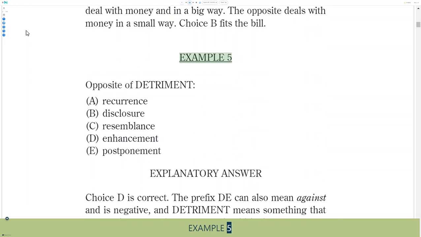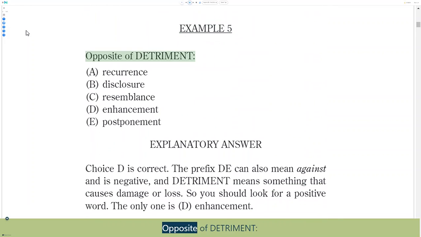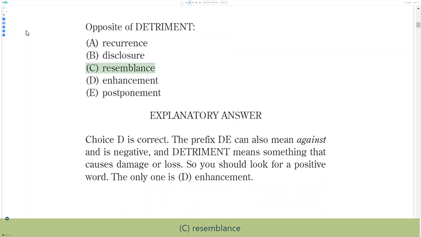Example 5. Opposite of detriment. A. Recurrence. B. Disclosure. C. Resemblance. D. Enhancement. E. Postponement. Explanatory answer.